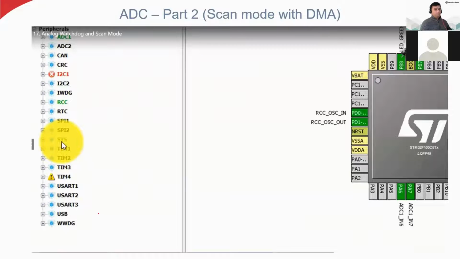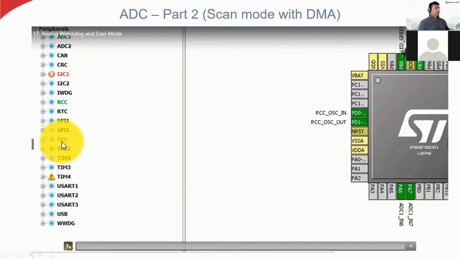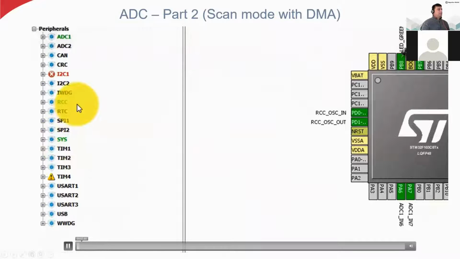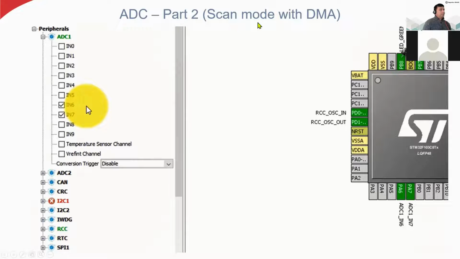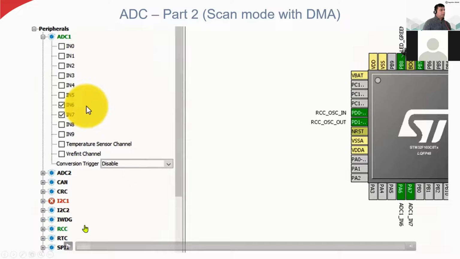So let us see here now. Everything else is the same. So now I am opening the ADC. In the ADC, I am going to use two channels. In the previous example, watchdog mode, I used only IN6. Now I am using IN6 and IN7, two channels, because now we are exploring multiple channels in the scan continuous mode.